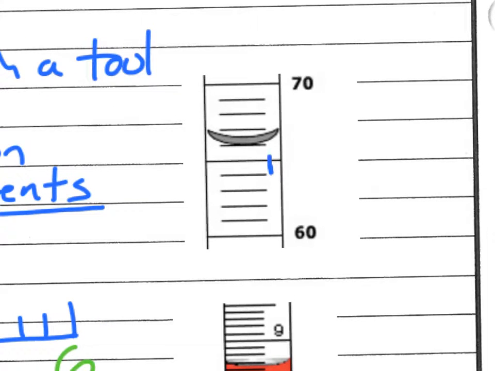You can see first off there's this little thing right here that is called the meniscus, kind of like what's in your knee that sometimes gets hurt if you play a sport. It is a curved thing and you always measure from the bottom of the meniscus. That's where you're going to be measuring from.